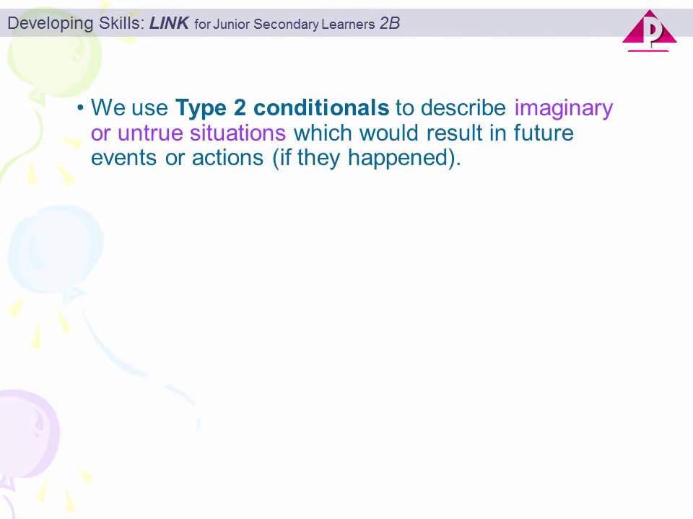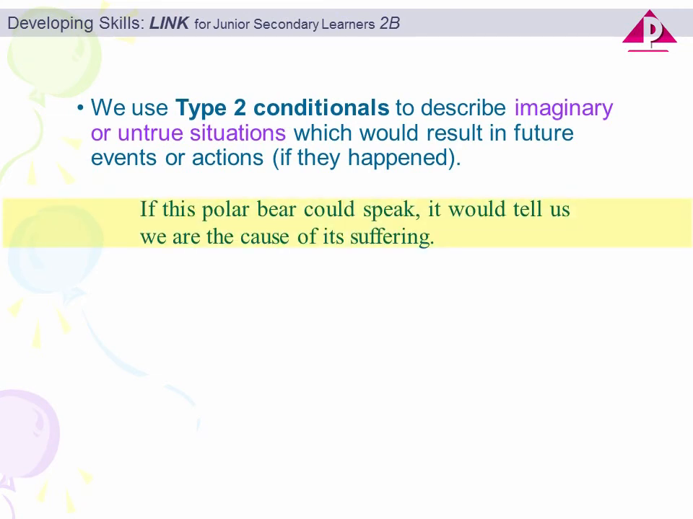Now, let's move on to today's main focus, type 2 conditionals. We use them to describe imaginary or untrue situations, which would result in future events or actions if they happened. Look at the example here. If this polar bear could speak, it would tell us we are the cause of its suffering.